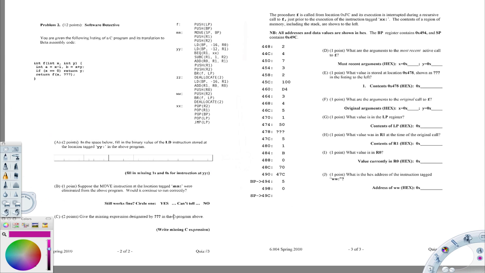So now we'd like to go over part C. We want to find the missing expression designated by all the question marks in the C program above. Because we're missing the information in the C code, we're going to have to walk through what the assembly here is doing.